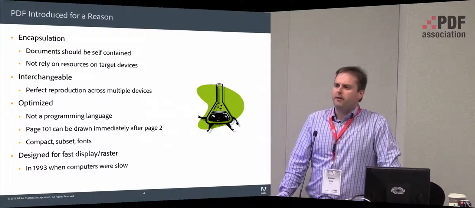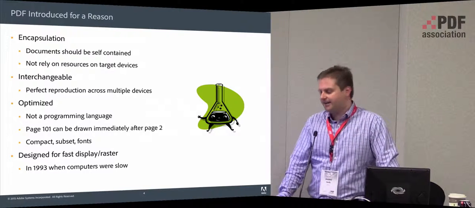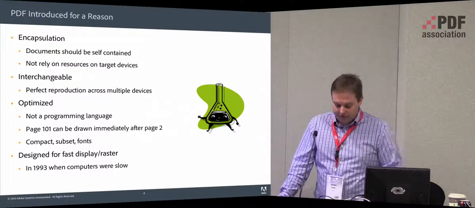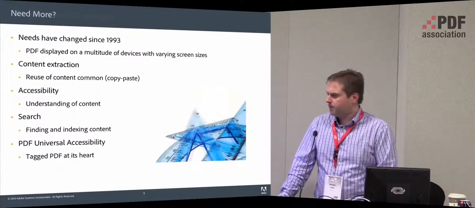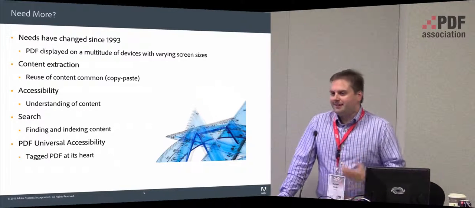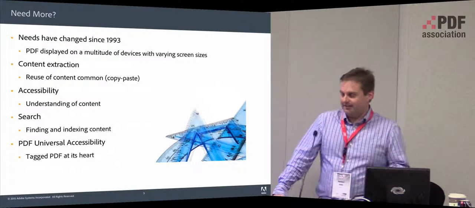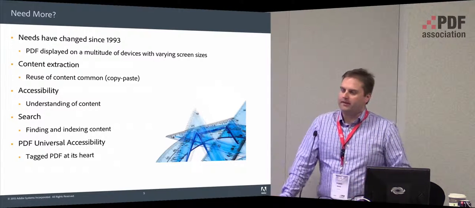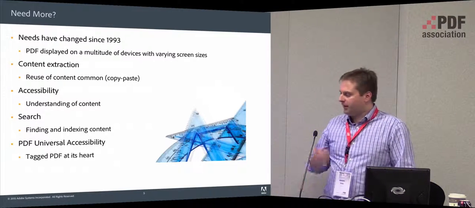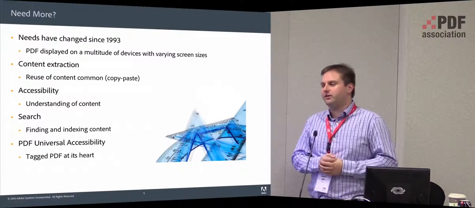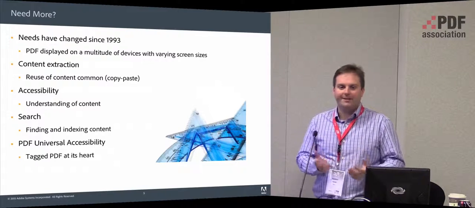The design was primarily aimed at fast rendering. Back in 1993, computers were not what they are now, and fast rendering was pretty critical. But times have changed significantly, and this was true even back in 1999, to give you an idea. PDF was being displayed on more devices with varying screen sizes, and people were already starting to use it to do content extraction, copy and paste, and things like that.